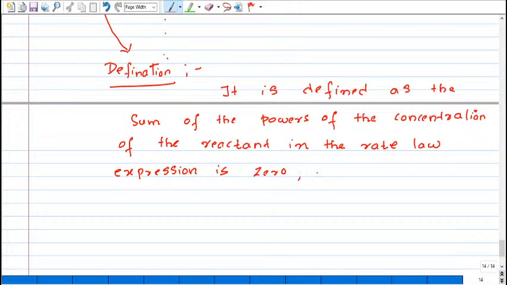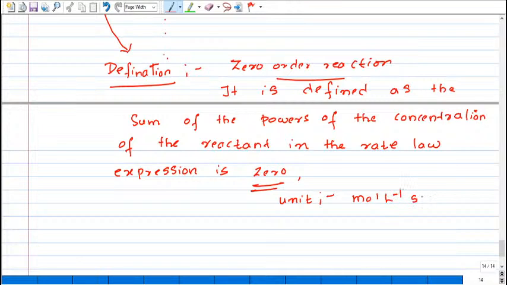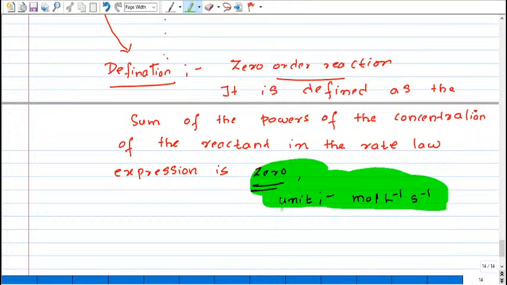Then we call it a zero order reaction. If it is 0, it is a zero order reaction. So now we got the definition for zero order reaction. Remember this: the unit of zero order reaction, they will ask here, is mole L minus 1, S minus 1. This is very important to be noted always, the unit of zero order reaction.